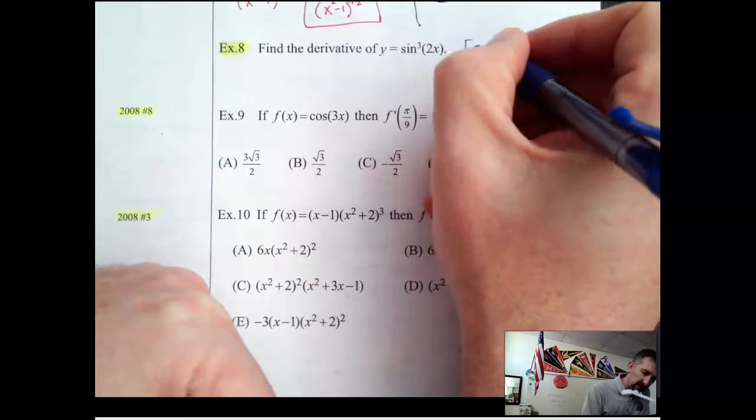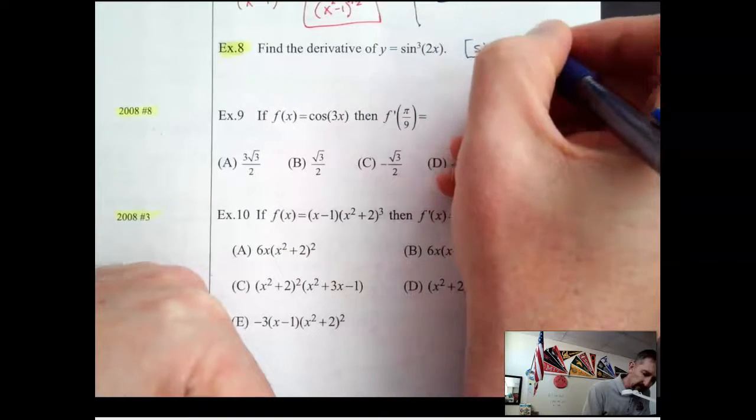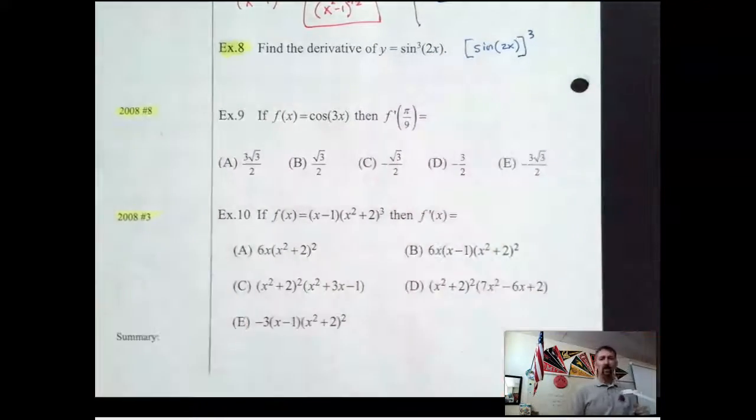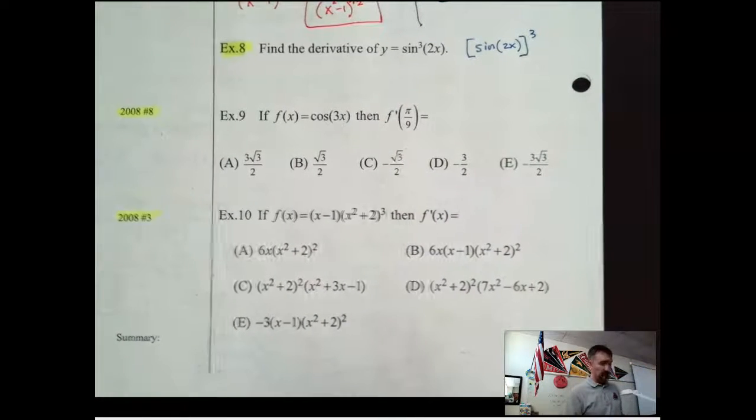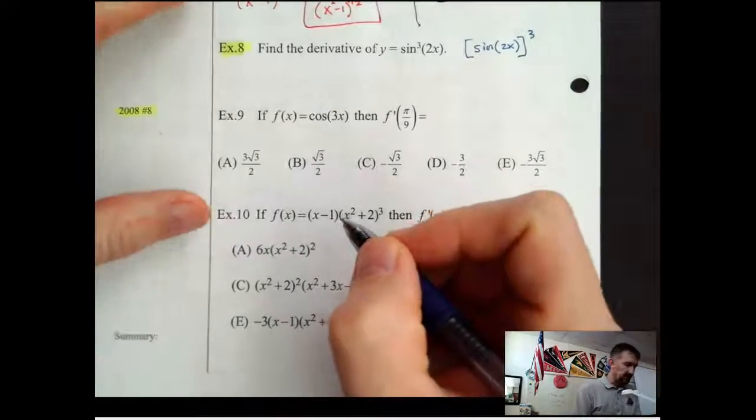So that's going to be sine of 2x cubed. I think we have one 4-layer question at some point, but this is just 3 layers. So pause the video, do this yourself.